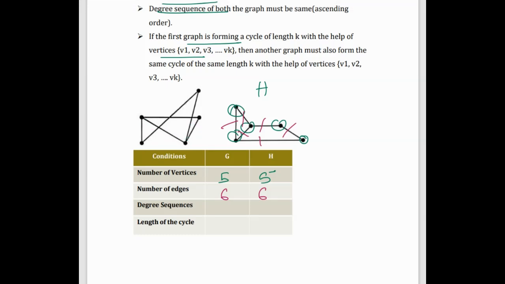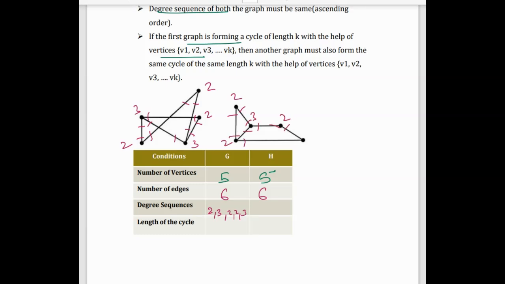Now we will find the degree of both the given graphs. To find the degree, we have to find how many lines are connected to that point. So here we have 1, 2 and 3. Here we have 1 and 2. Here we have 2. Here we have 1, 2. Here we have 1, 2, 3. So the sequence will be 2, 3, 2, 2, 3. Now we'll check the other graph. Here it is 2, here it is 3, and so on: 2, 3, 2, 2, 3. So both degree sequences are the same.